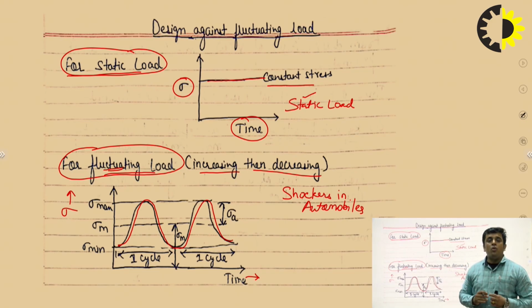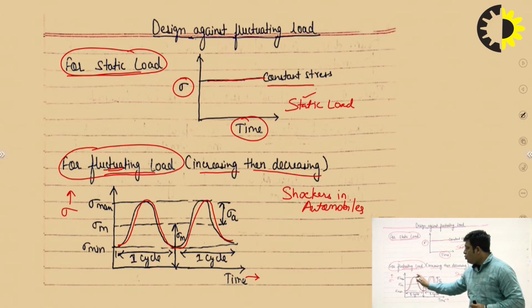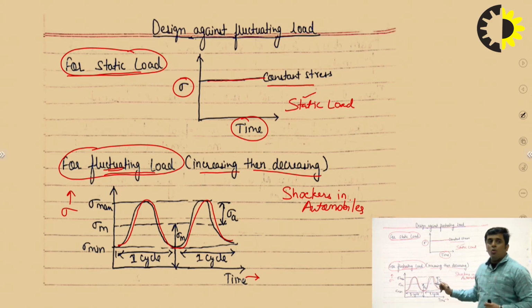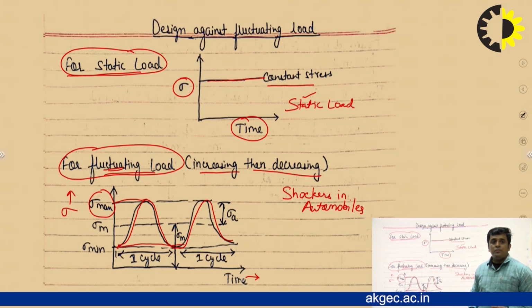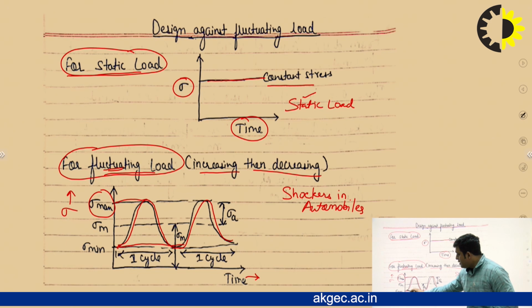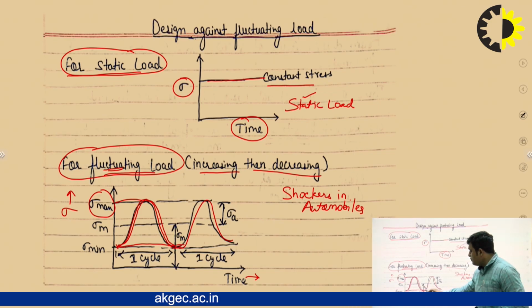against fluctuating load. Now, to move further, we need to understand that in fluctuating load there will be two stresses. One will be known as the maximum stress and the other as the minimum stress. As you can see in this figure, from minimum it is reaching a maximum value, then coming again to minimum, then again maximum, and then again minimum.